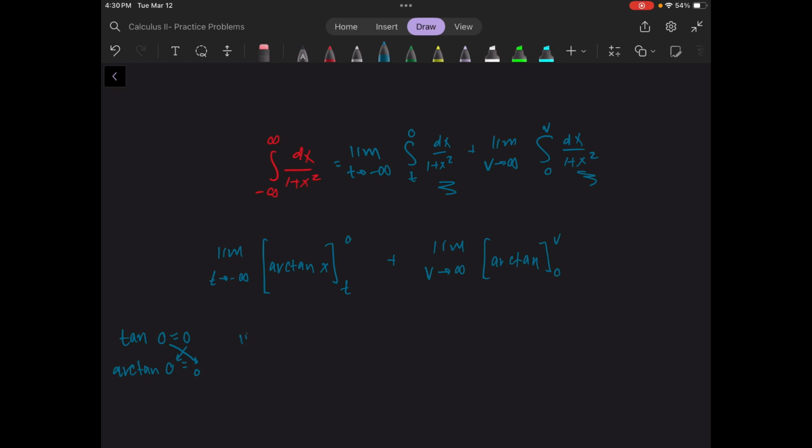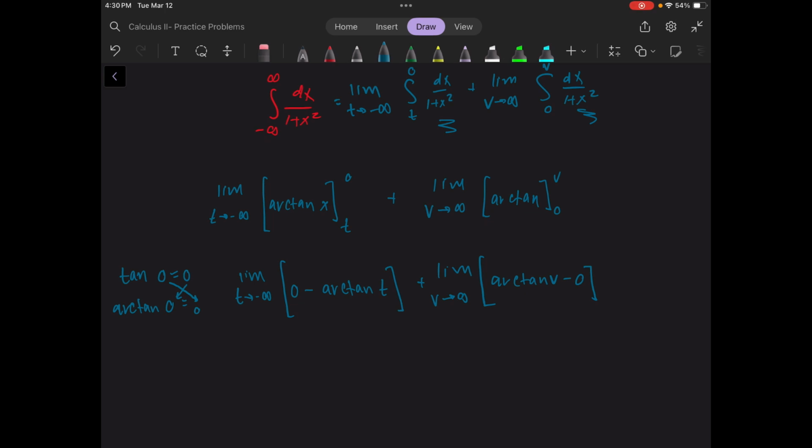So this is going to be the limit as t approaches negative infinity, and we have 0 minus arctan of t, and we're adding to that the limit as v approaches infinity of arctan of v minus 0. Okay, so what next? What is the limit? Well, we also kind of need to know the graph of arctan, right? What is happening?